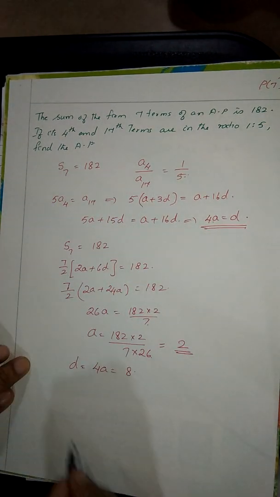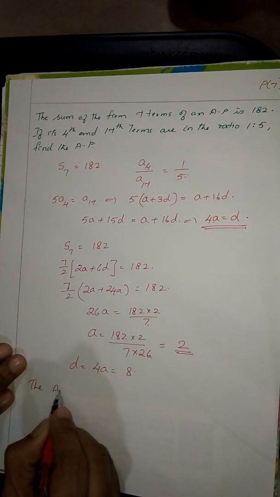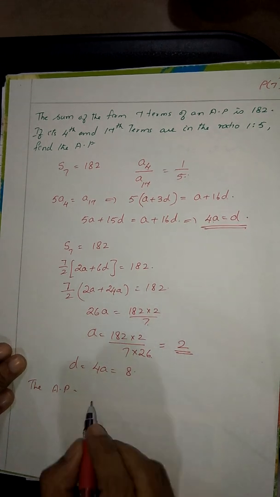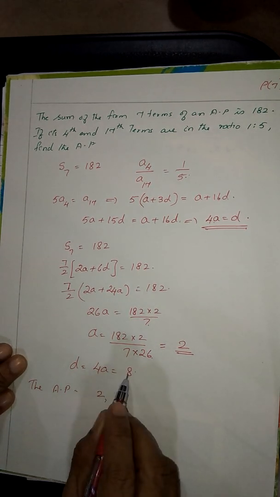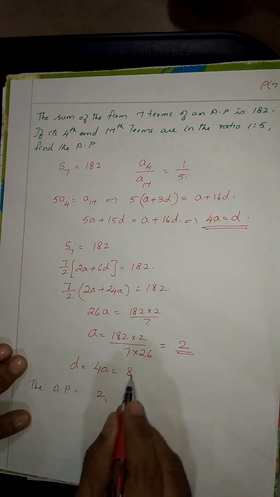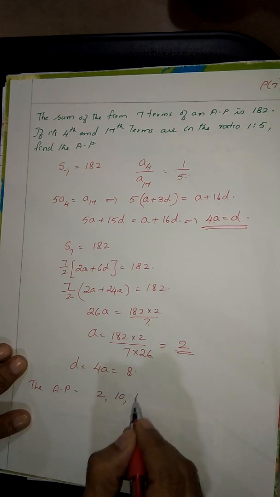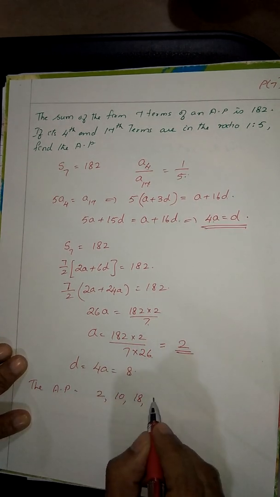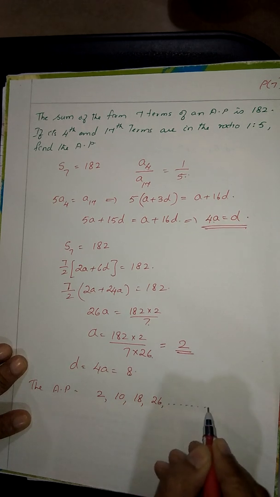Now you have to find the AP. So the AP is, if the first term is 2 and D is 8, so it is 2, plus 8, 10, then 18, 18 plus 8, 26, etc.